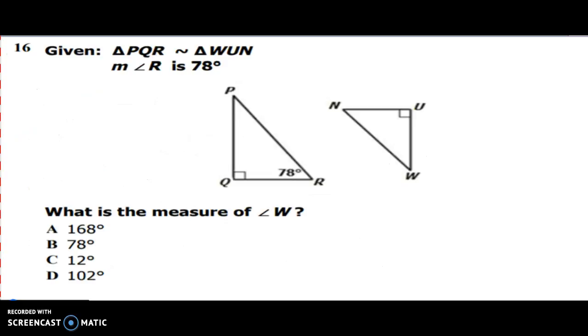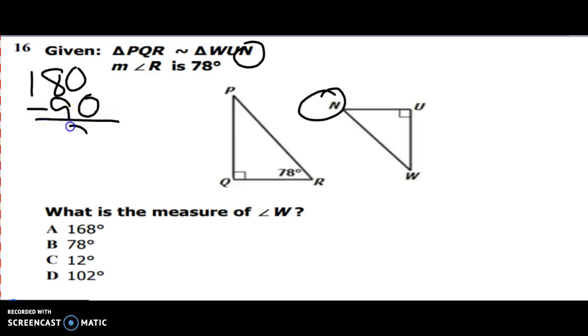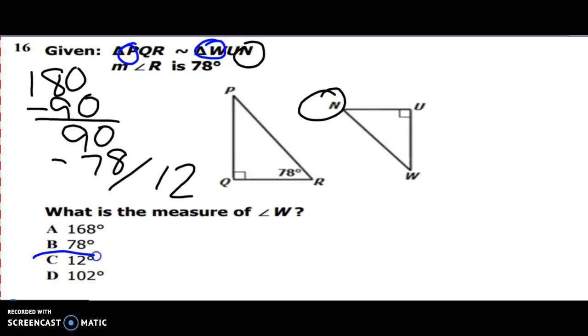We are told that PQR is similar to WUN. Angle R is 78. Angle R corresponds to angle N, so N is also 78. How many total degrees is in every triangle? 180. We have a right triangle, so we're going to subtract 90 from that. That's going to give me 90. If I subtract 78 from that, that gives me 12. So angle P and angle W have to be the same measure, so they both have to be 12 degrees.